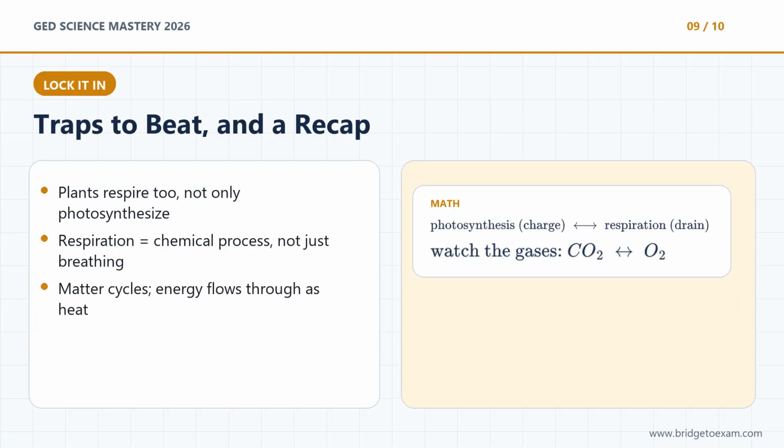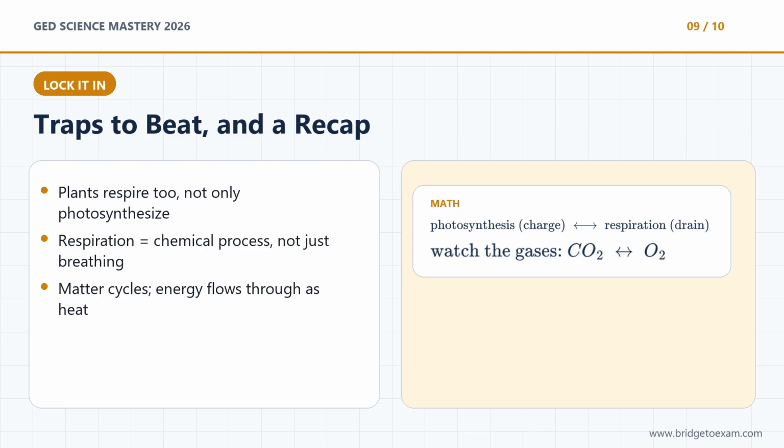Let's lock in the traps the GED loves here. 1. Thinking plants only photosynthesize. No, plants also respire, constantly. 2. Thinking cellular respiration just means breathing. In science, it is a chemical process inside cells, not just moving air. 3. Mixing up the gases. Photosynthesis takes in carbon dioxide and gives off oxygen. Respiration is the reverse. 4. Thinking energy recycles. Matter cycles, but energy flows through and is lost as heat.